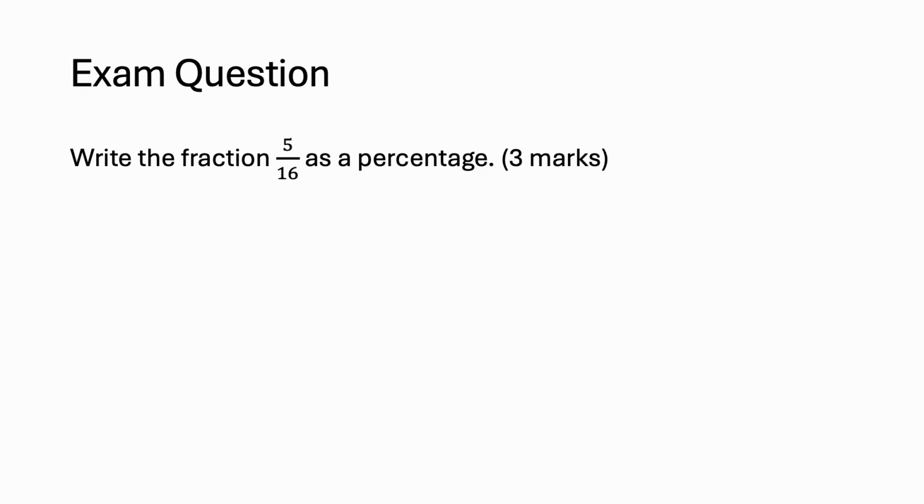Okay, this question here: write the fraction 5 over 16 as a percentage. So to convert from a fraction to a percentage, let's convert from a fraction to a decimal first. When we convert a fraction to a decimal, we divide the numerator by the denominator. So if we do our bus stop method, 16 on the outside, we have 5, and I'm going to put 0.0000.